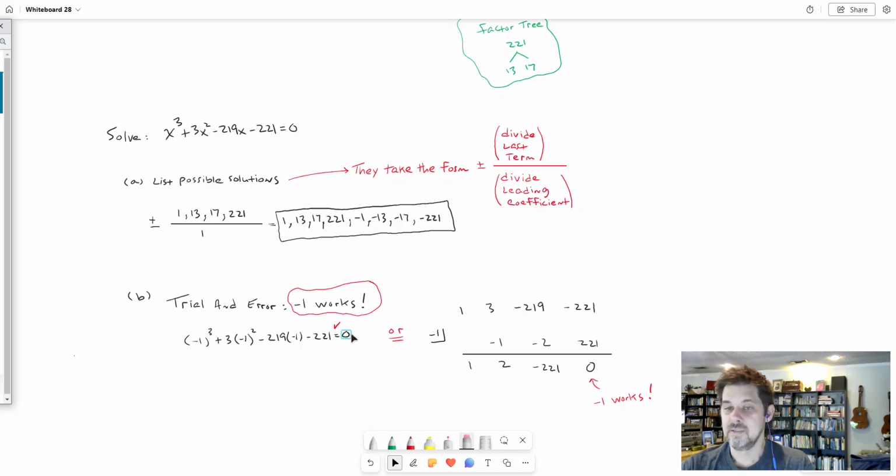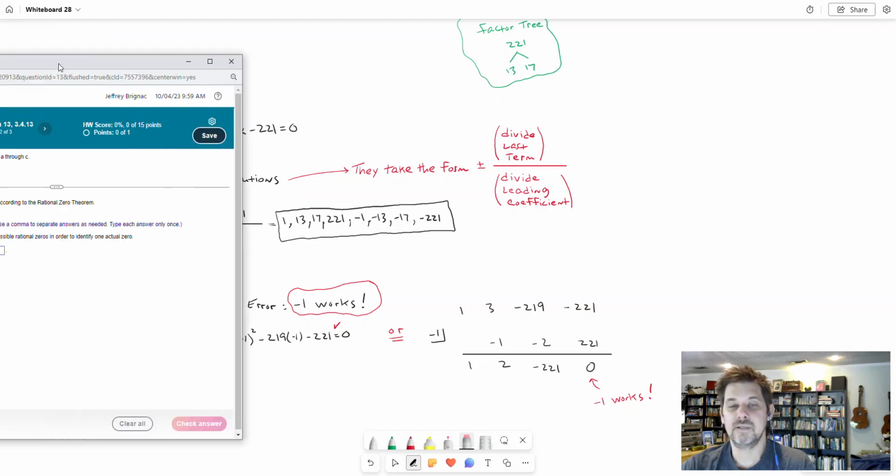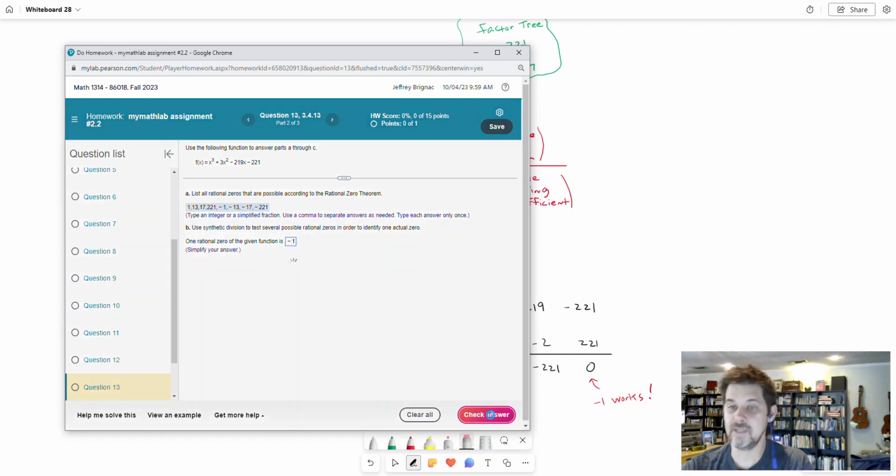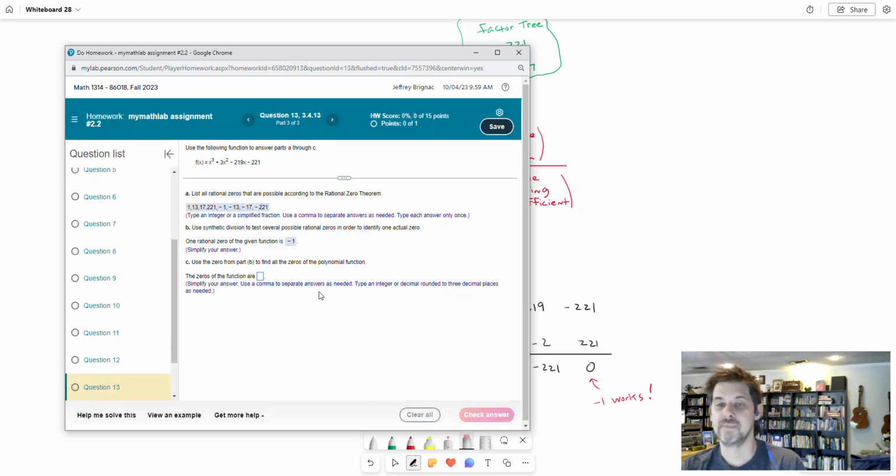All right. So now however you want to do this, we're down to part B being done. We figure out either way, whether by just plugging the number in or actually going through the synthetic division, that -1 is the number that works. So here I can put in -1. I know that works. I tried it and I confirmed it in 2 different ways, and I checked my answer and it's right. Okay, then part C, it says use the 0 from part B, the one we just found, to find all the other answers.